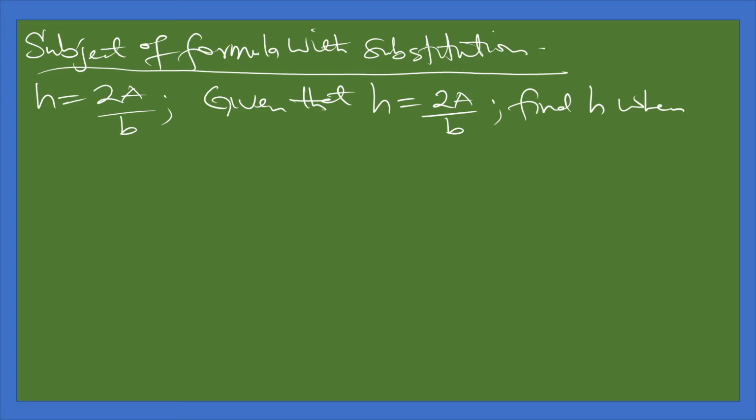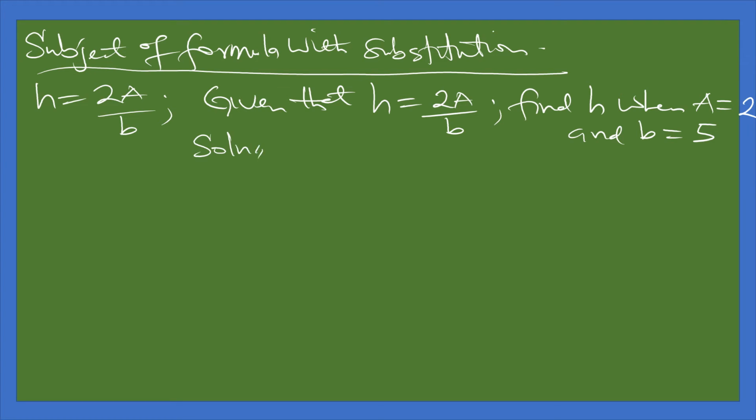when A is equal to 2 and B is equal to 5. Now this is an example of subject of formula with substitution. You see now, values have been given for A and B, because this H here depends on A and B. So H is dependent on A and B, and now A and B have values. Now you are asked to find H, given that A is equal to 2 and B is equal to 5. Now as easy as ABCD.